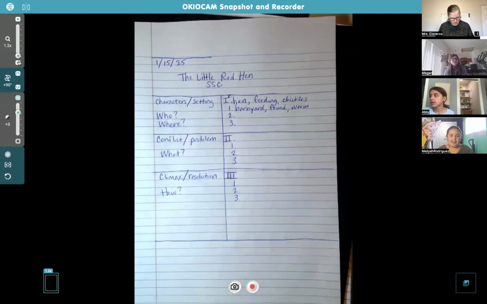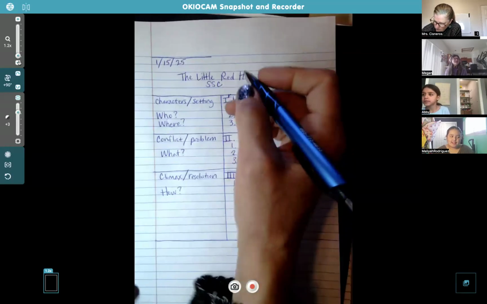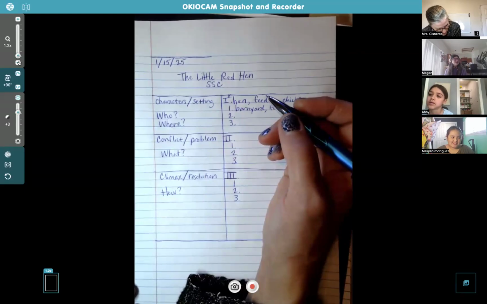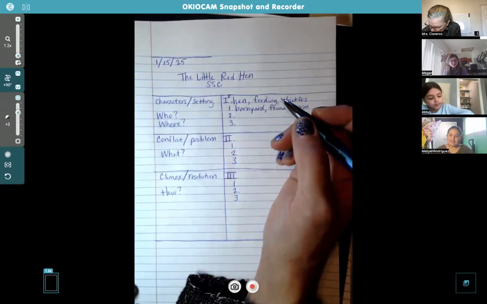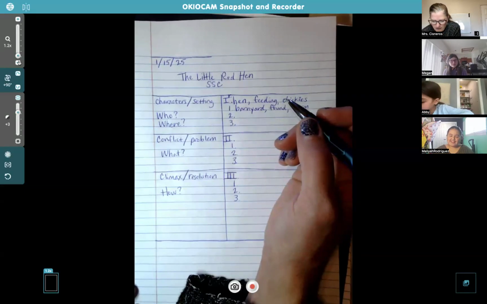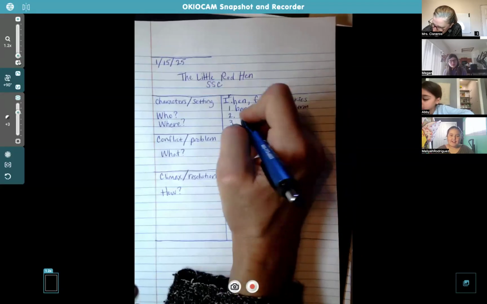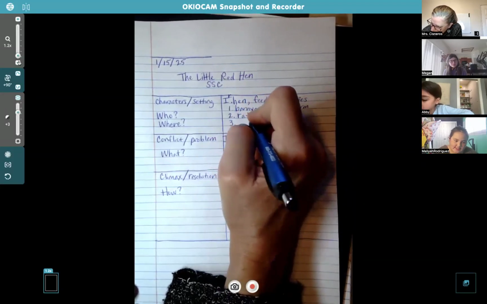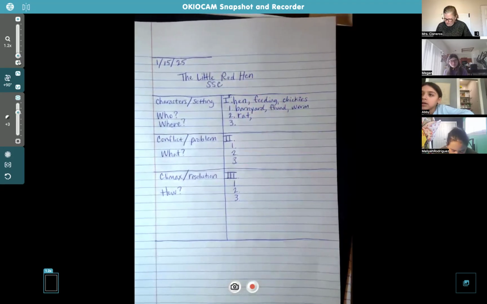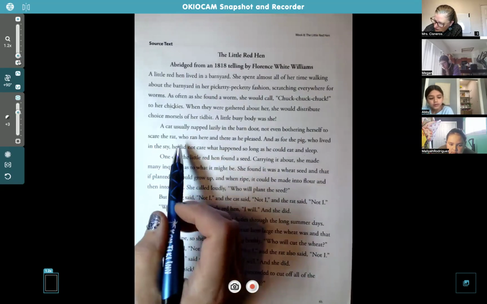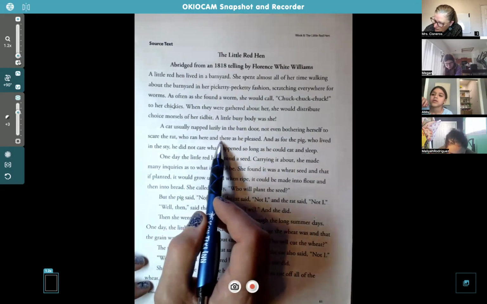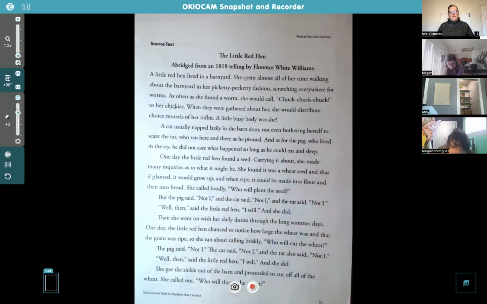The rat and the pig and the, I forgot the cat. I think the cat was the other one. Let's talk about the rat first. Tell me about the rat. You can look back on the story a little bit. It says in the second paragraph, the rat who ran here and there as he pleased.